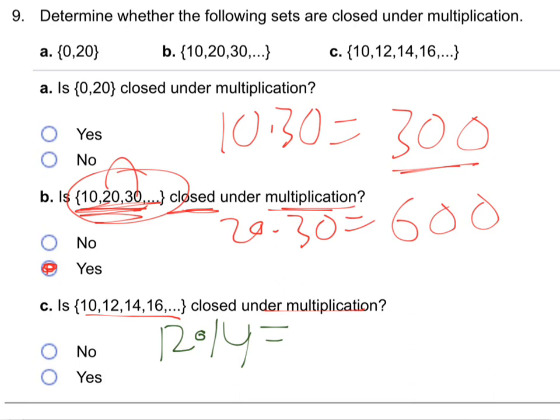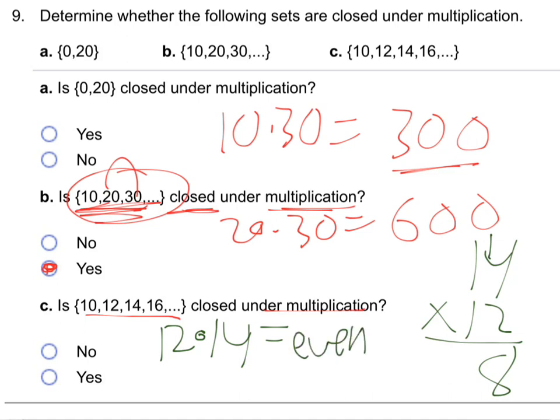Because you're multiplying, and if you were to line it up, 14 times 12, 2 times 4 is going to be 8. It's got to end even. Even times even is even. So you're going to get an even number. You're going to get an even answer.